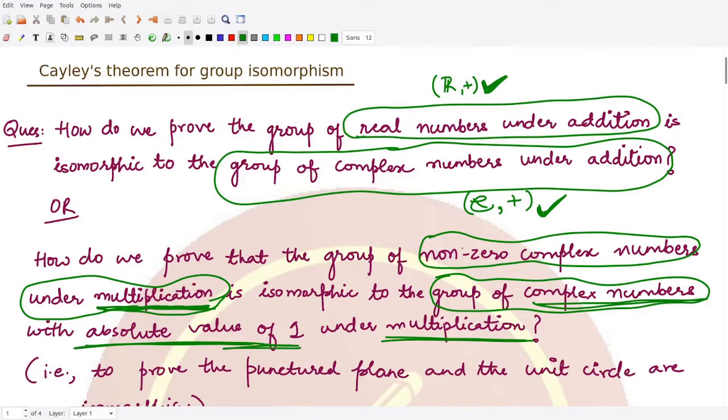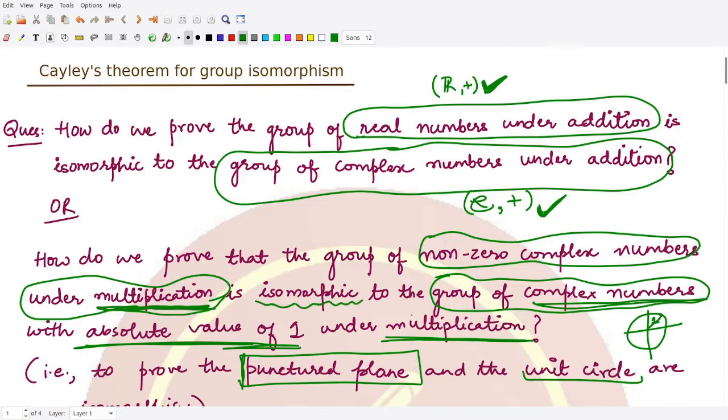So we may denote the first group as the punctured plane. So whole of the complex plane excluding the number 0, which we can call the punctured plane. And the second one, the group of complex numbers with absolute value 1. So that would form the unit circle, because here the magnitude of each individual element is just equal to 1, right? So therefore, under multiplication, are both of them isomorphic to each other?